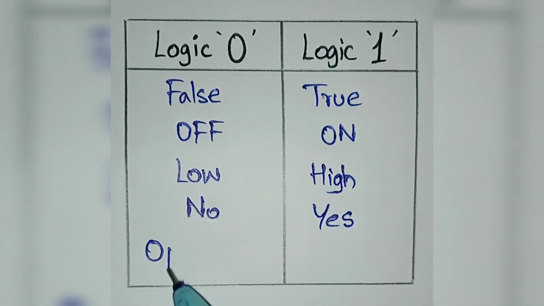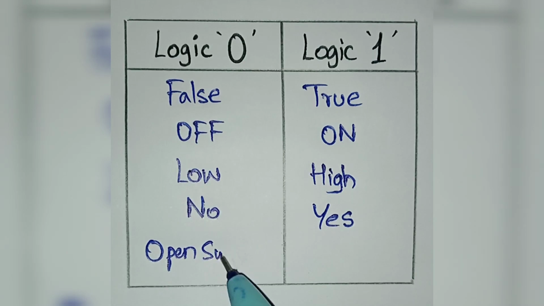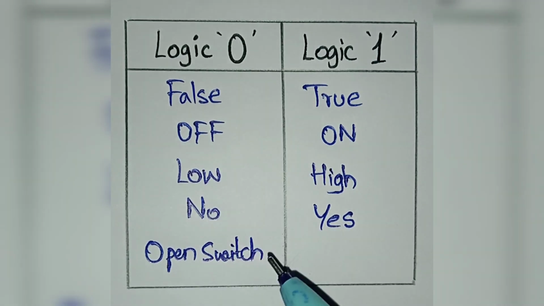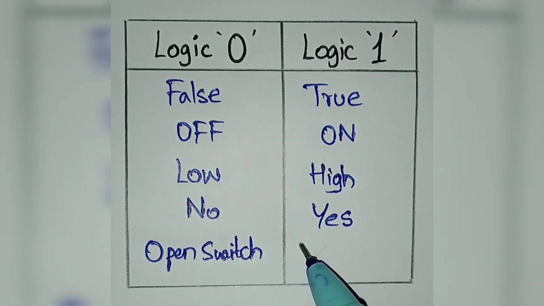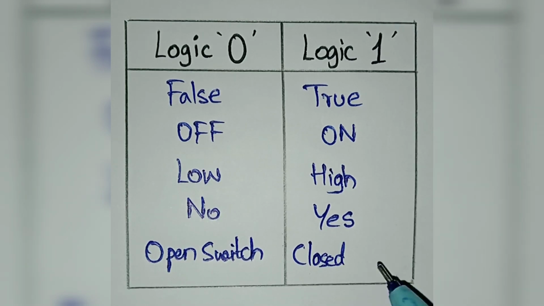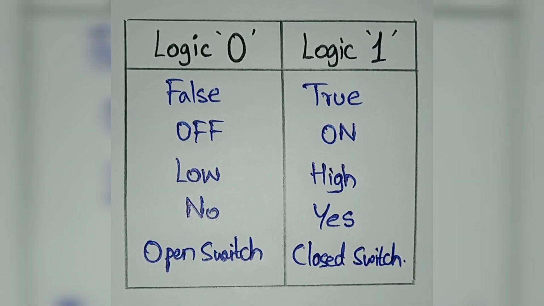In some cases logic 0 represents the open switch, and sometimes logic 1 represents closed switch. So logic 0 and logic 1 are nothing but the Boolean 0 and 1, which represent logic levels.